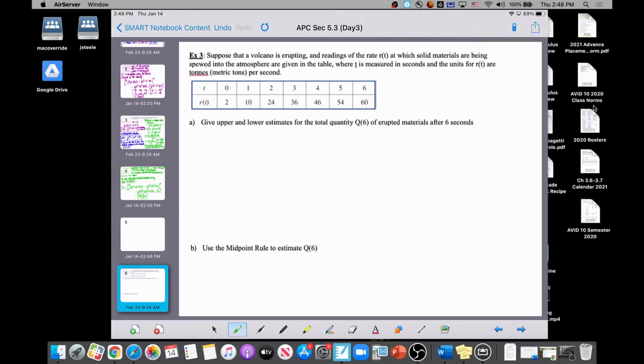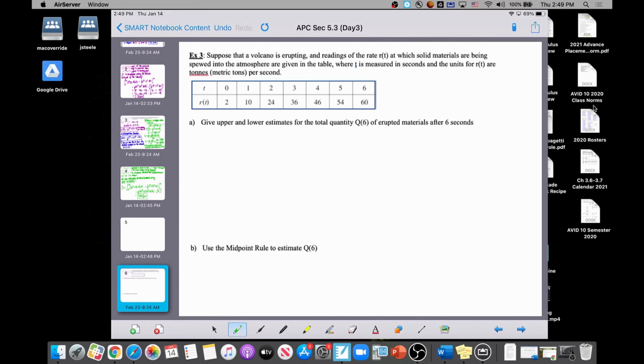Example 3 says, suppose that a volcano is erupting and readings of the rate r of t at which solid materials are being spewed into the atmosphere are given in the table, where t is measured in seconds and the units for r of t are in metric tons per second. Okay, so part A says, give upper and lower estimates for the total quantity Q of erupted materials after 6 seconds.